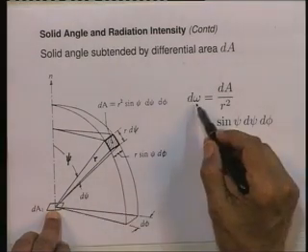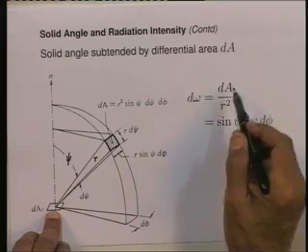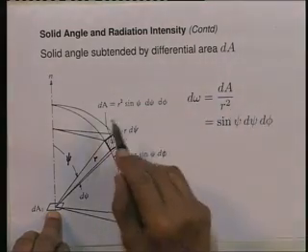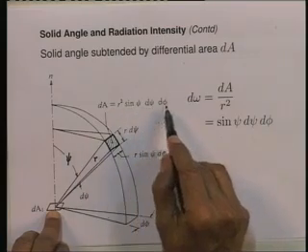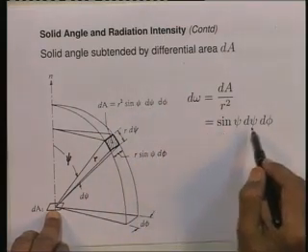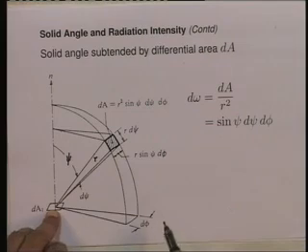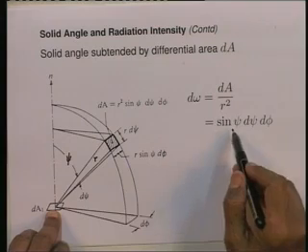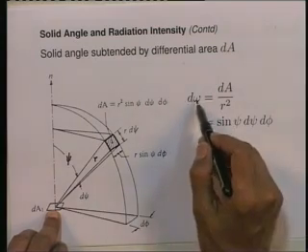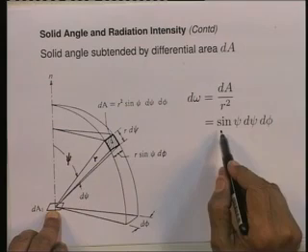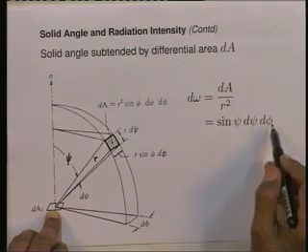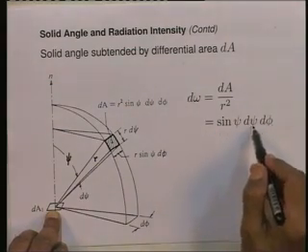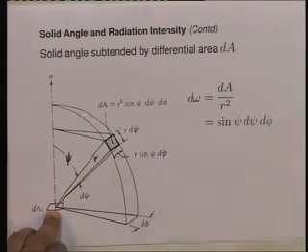So, d omega, that is the solid angle subtended by dA at the center, is equal to dA upon r squared, and we know that dA is r squared sin psi d psi d phi. Therefore, this is equal to sin psi d psi d phi. So, we have a nice simple expression for a differential solid angle in spherical coordinates. A differential solid angle d omega is equal to sin psi d psi d phi, where psi is the zenith angle and phi is the azimuth angle, and we will use this shortly.